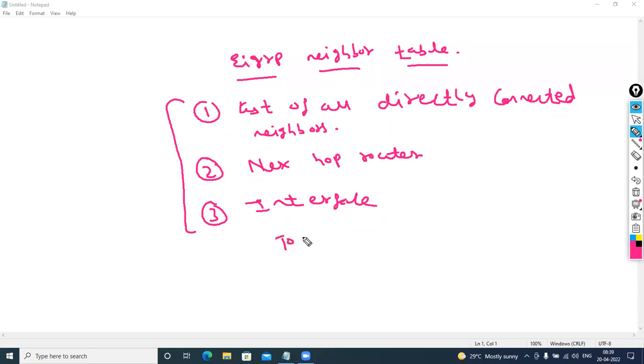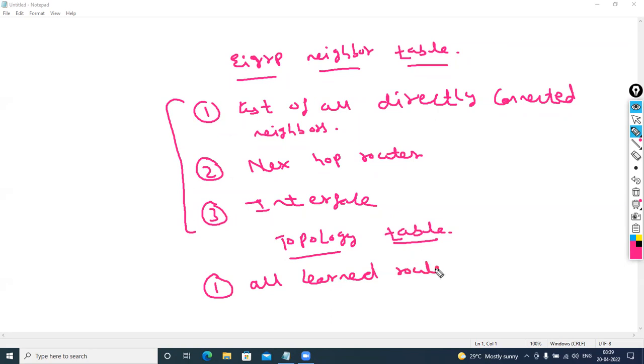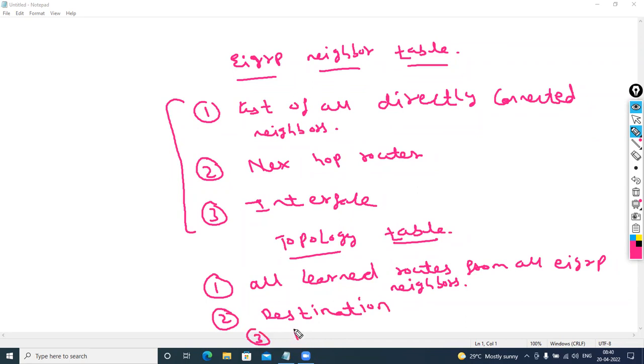So the topology table contains all learned routes from all EIGRP neighbors. You'll find the destination as well. And third point, you'll find the metric. That is your feasible distance. We'll talk about the metric later.